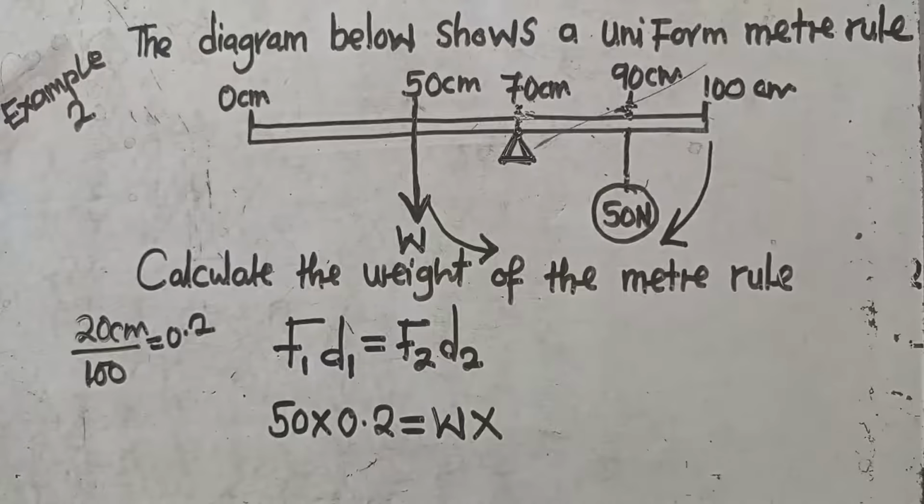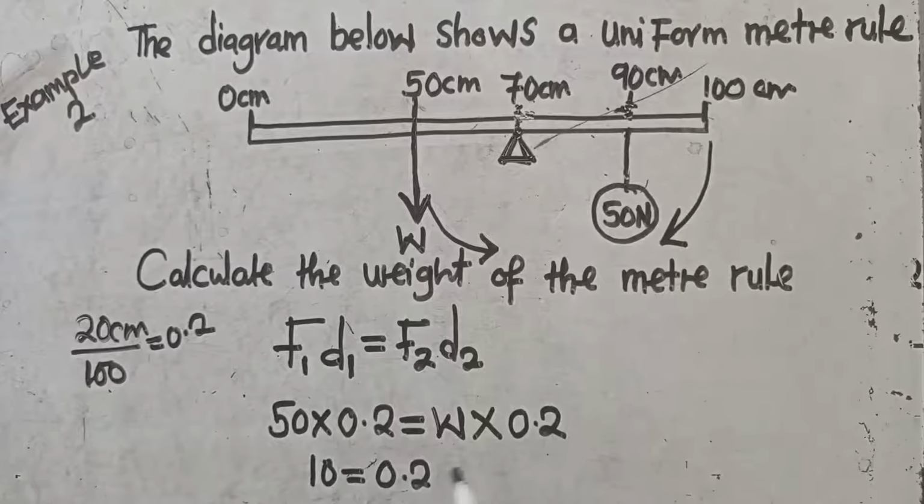Divide what? Divide the 20 by 100. 20 divided by 100, I'm going to get 0.2. So I calculate for W. Then I'm done. This is so simple. So what I'm going to do here, if I multiply, I say 50 multiplied by 0.2. What answer am I going to get? I'm going to get a 10 here. So if I say 50 times 0.2, I'm getting a 10. So 10 is equal to 0.2 W.